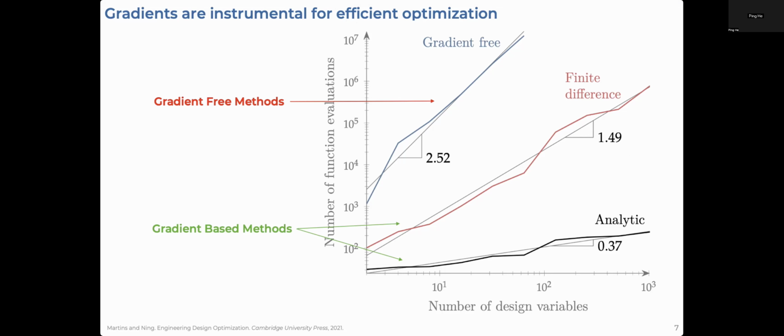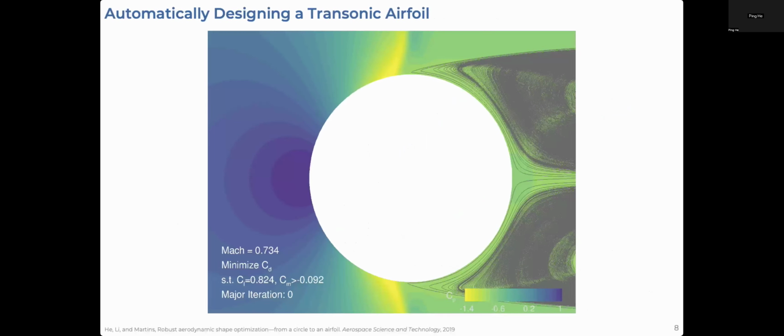When we use gradient-based methods, we actually can keep that line substantially more flat, especially using analytic methods. So we can look at these very large aerodynamic and structural design problems and still have them be feasible as optimizations. To just show an example of the power of aerodynamic shape optimization, I'll show this video that goes from having this uninformed circle into a transonic optimized airfoil in under 100 iterations.